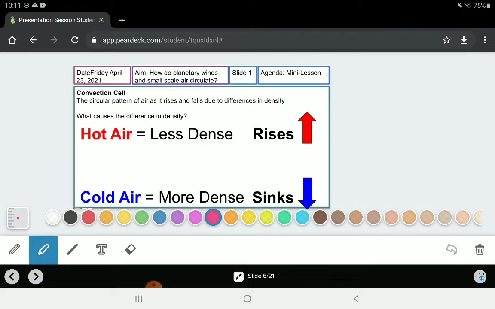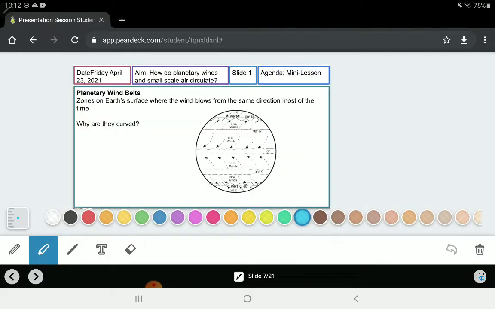Going back to what I just said in a little more detail, hot air is less dense, so it rises, and cool air is more dense, so it sinks. You will write those words in.